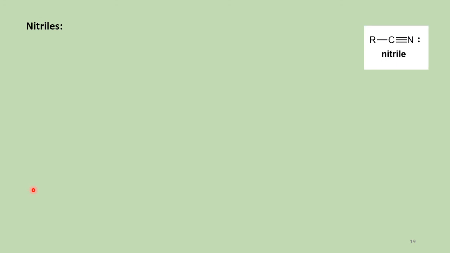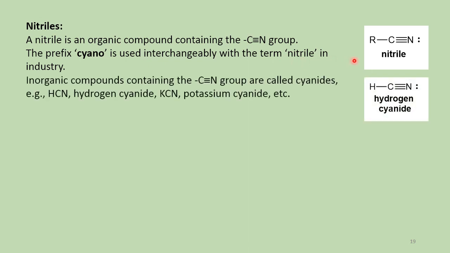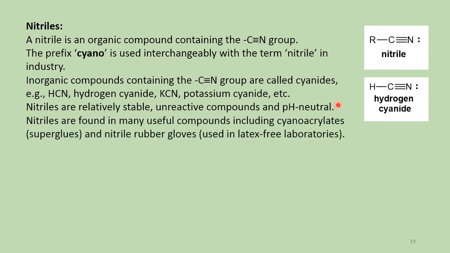Nitriles. Nitriles have the structure RC triple bond N. Now, the prefix cyano is often used interchangeably with the term nitrile in industry. Inorganic compounds that contain the same group, C triple bond N, are called cyanides. For example, here's hydrogen cyanide. Potassium cyanide would be another example. Nitriles are relatively stable, unreactive compounds and pH neutral.